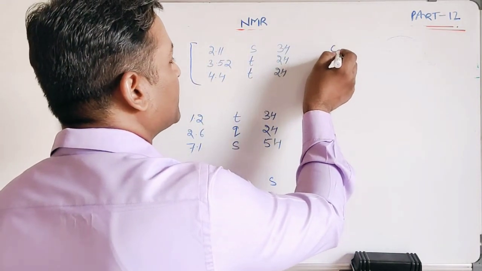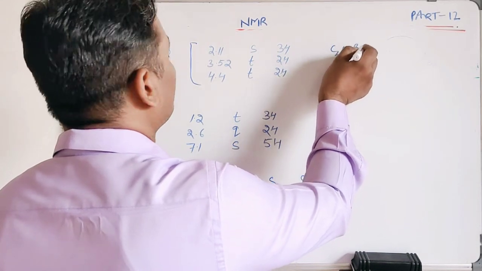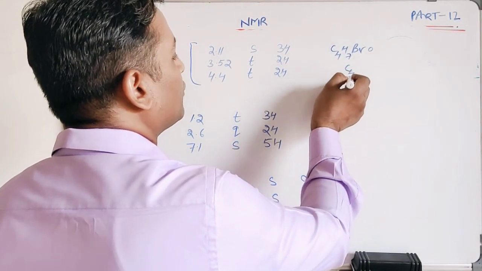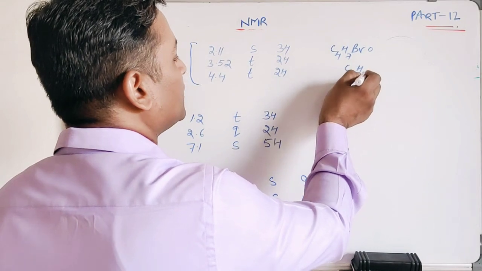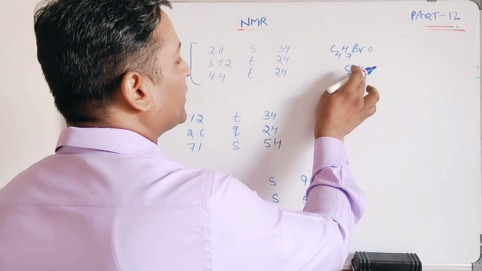So just find out the degree of unsaturation. For C4H7BrO, C4H10 will be the corresponding proton value. It contains 1 Br, so decrease this by 1.